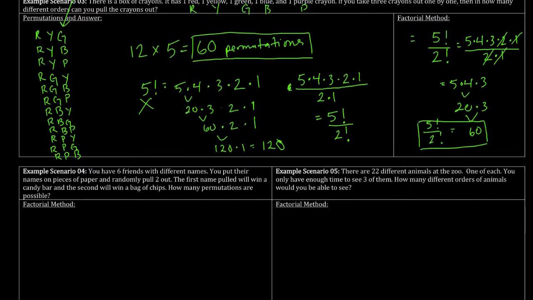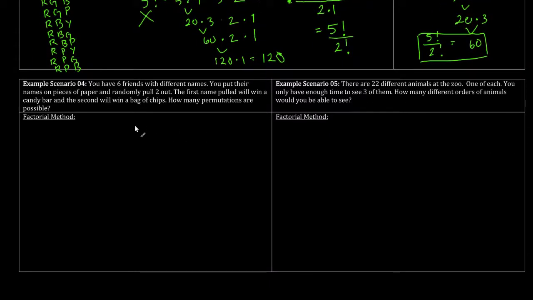All right, let's see if we can do this a little faster. So you have 6 friends. You put their names on pieces of paper and randomly pull 2 out. The first name pulled will win a candy bar, and the second will win a bag of chips. How many permutations are possible? I want you to think about it. I'm just going to name them A, B, C, D, E, F. Okay. Now, we could go ahead and do everything like we did up here just to see everything.